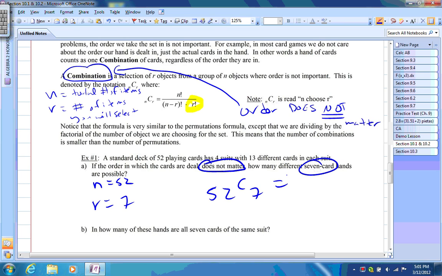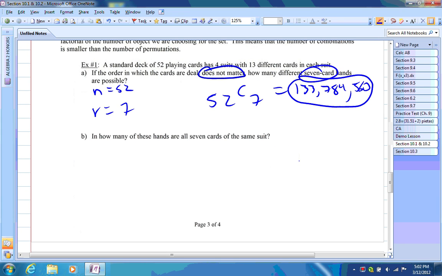So if I were to grab a calculator and work that out, 52, Math, PRB, NCR, 7, you should get 133,784,560. So if anyone's ever played 7-card stud, that's all the different hands that are possible. And order wouldn't matter, because if you had like 4 aces and 2 kings and a queen, it doesn't matter what order those cards came out in, that still has the same strength. So order would not matter for this.